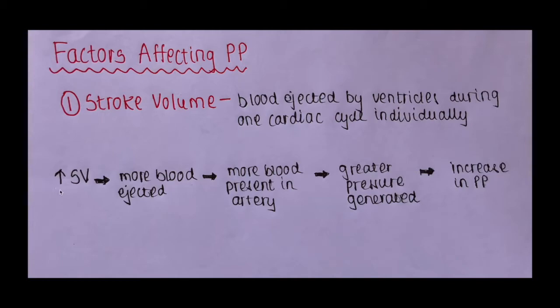Now, if the stroke volume is high, obviously more blood will be ejected by the ventricles. So more blood will be present in the vessels, that is the artery. So the more the blood, the greater the pressure generated, and so systolic pressure will be higher and diastolic pressure will be lower. So obviously the difference between them, that is the pulse pressure, will be high.